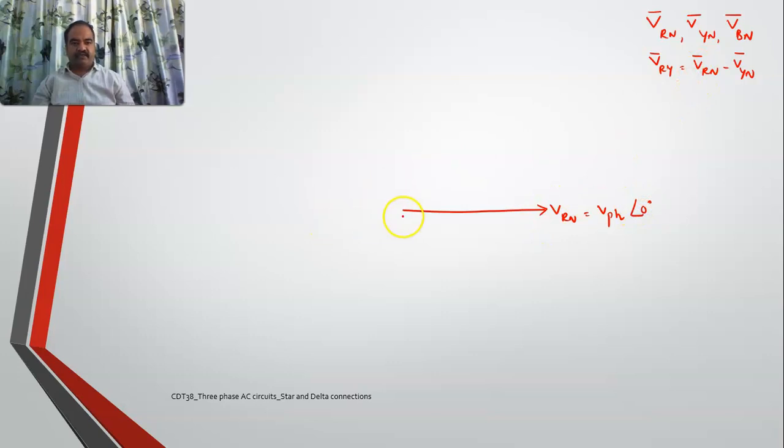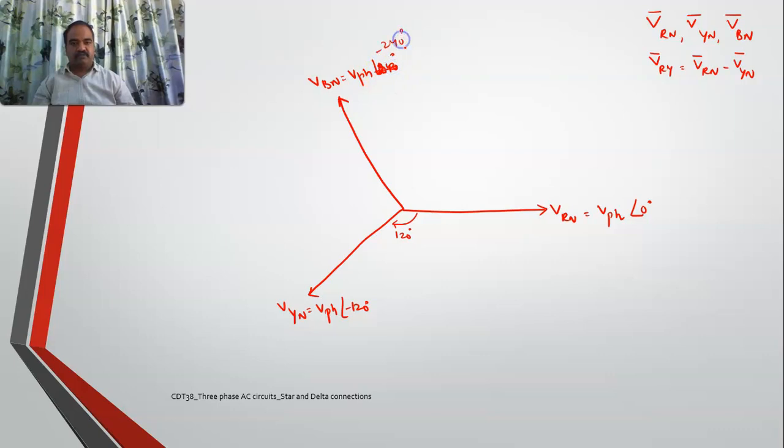Now how will VYN be? VYN will be at minus 120 degrees. This is VYN. Its magnitude will be the same, but the angle will be separated by 120 degrees. Now this is my VBN. It is minus 240 degrees.